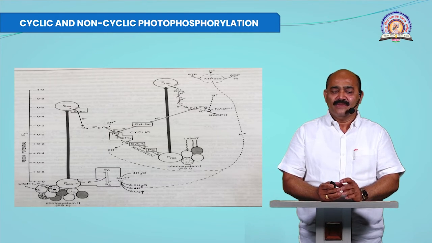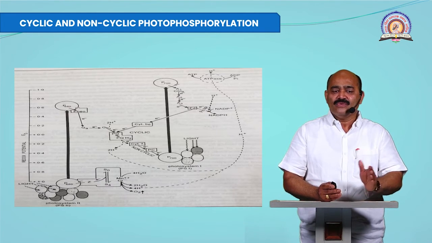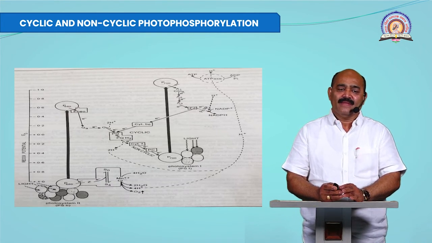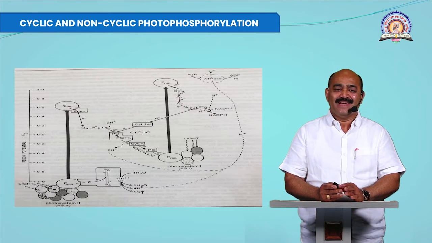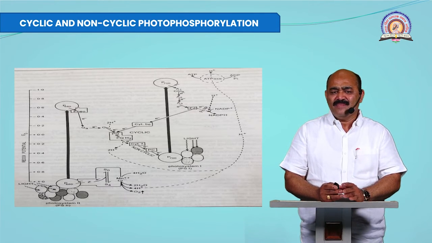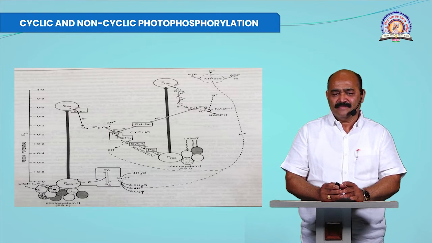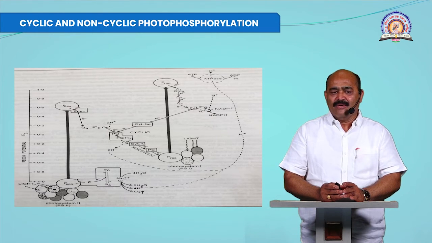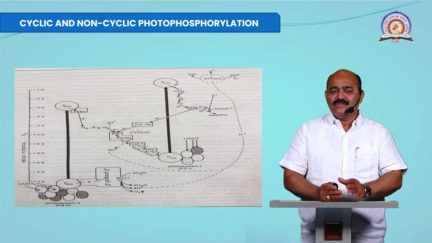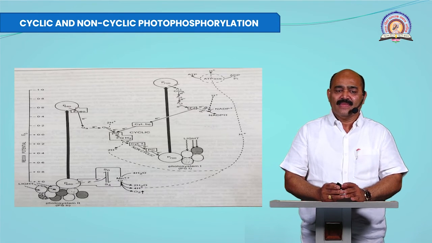And now these electrons move towards the reaction center by the Z scheme. Z scheme is an unknown scheme. It is a type of amino acid, tyrosine. And now the electrons move towards the excitation state.